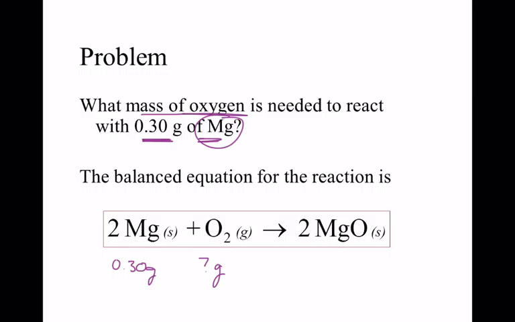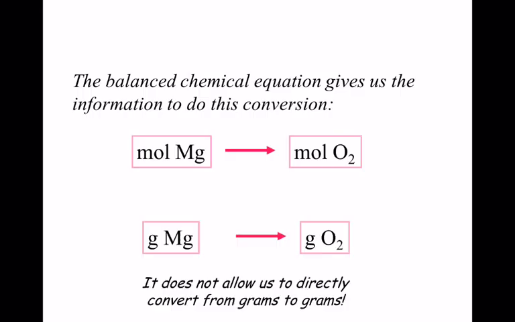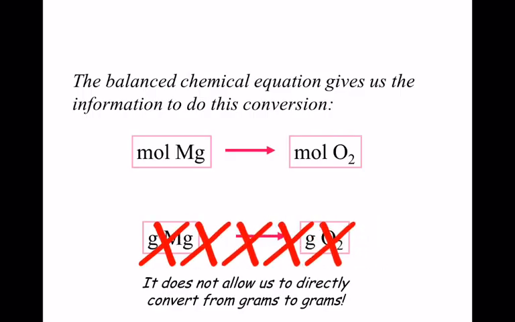Now, what we did last time was to go from moles to moles, using a stoichiometric ratio from the coefficients of the balanced equation. Of course, if you look back at the coefficient in front of magnesium, hopefully you would tell me it's 2, and the coefficient in front of the O2 is 1. So we know that that's the relative amount that they react on a mole basis. But you can't go from grams, like the 0.30 grams of magnesium, straight to grams of oxygen using a stoichiometric ratio.